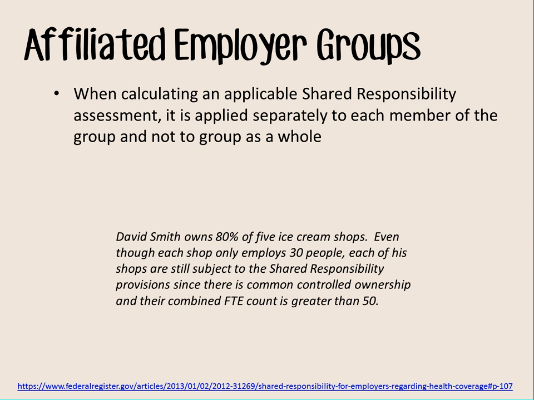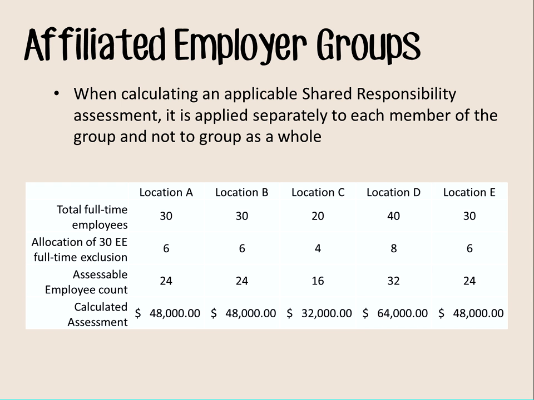So if we go back to the example of David Smith and his ice cream shops, let's assume for a moment that the employer groups coincide with each of the 5 locations. In this case, let's say that each location has the employee counts that you see listed here. Now, if you recall, when we calculate the penalty owed when no coverage is offered, the first 30 full-time employees are excluded when calculating that assessment or penalty.